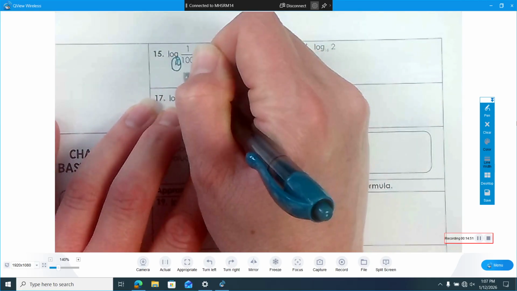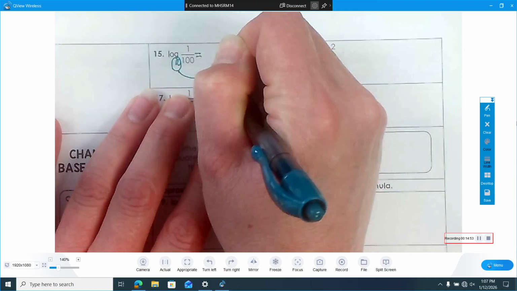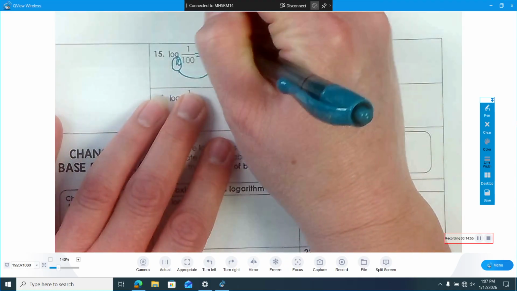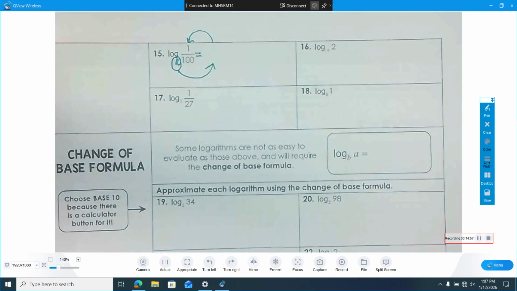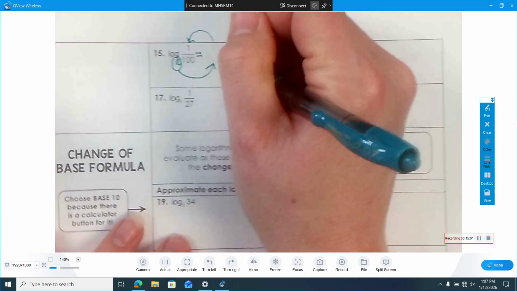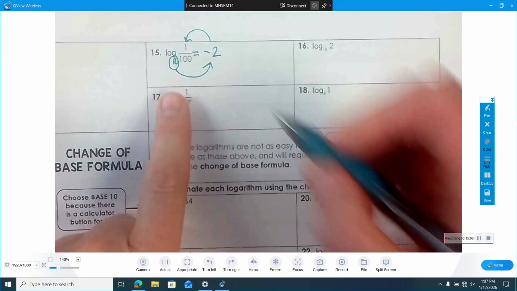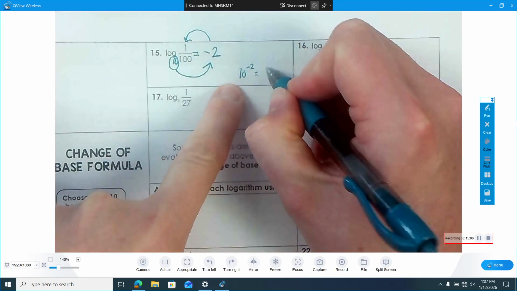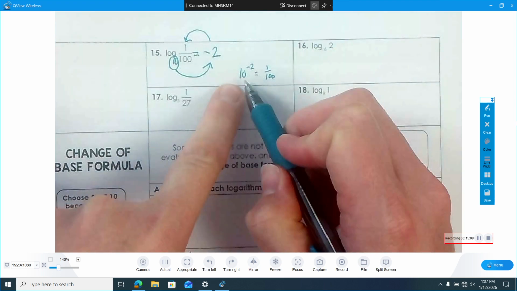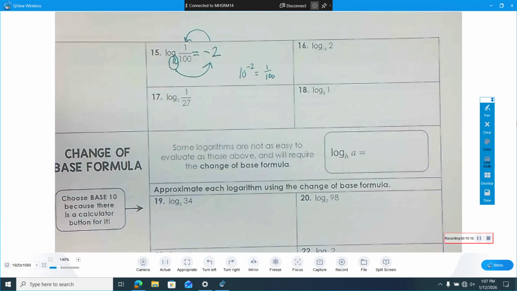So here, this is going to equal something. 10 to what power is going to result in a fraction? Negative. It's going to have a negative, absolutely. And 2, so 10 to the negative 2 power is going to equal 1 over 100. We're squaring the 10. That gives me the 100. I want a fraction, so I make that exponent negative. All right.